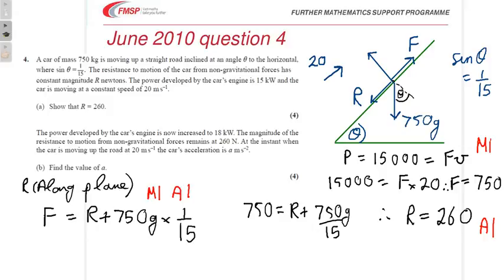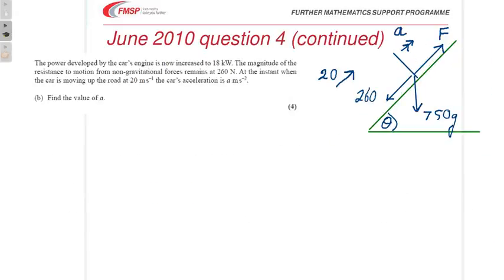On to the second part. I've copied the second part in on this page as well. The power is increased to 18 kilowatts. Let me just write that down. P equals 18,000 watts. R is still 260. I've shown that on the diagram over here. The car at this instant is moving, we're told, at 20. We've got to find the acceleration. So I'll just put the line there and put theta in the diagram. It looks wrong without it there.